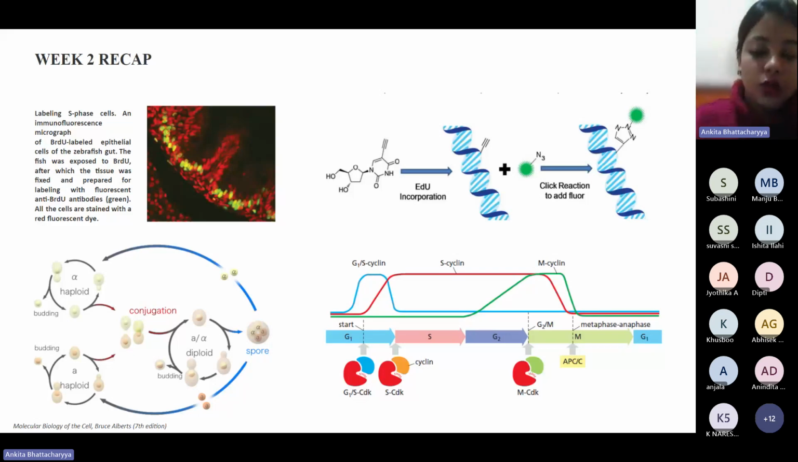EDU, which again is also a thymine analog. But the difference in this case is that you do not need to fix those cells, and you do not need to use an anti-EDU antibody. So it simplifies that entire process and makes it much shorter.